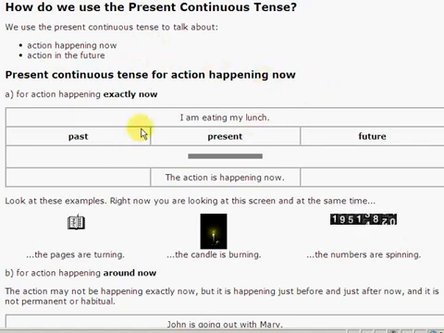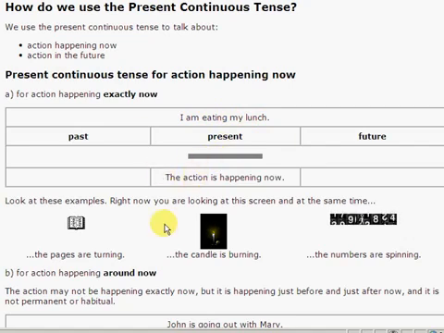First one, for action happening exactly now. You know that we have 3 main tenses: the past, present, and the future. This tense is happening in the present. I am eating my lunch. The action is happening now.